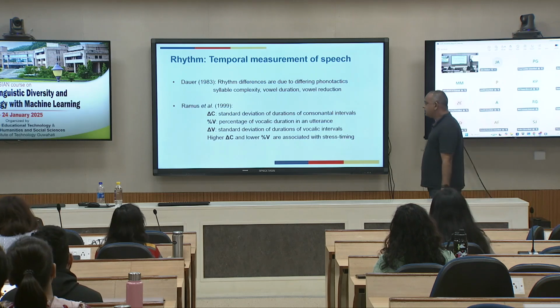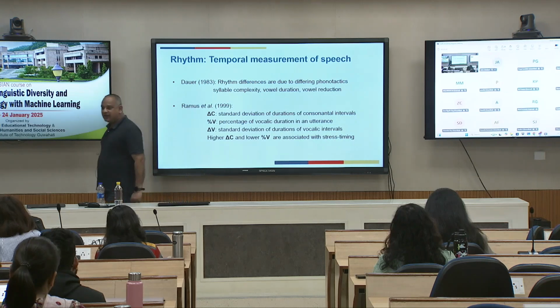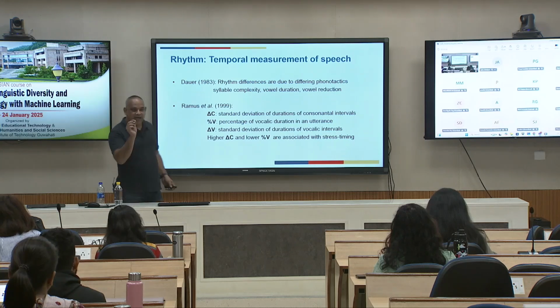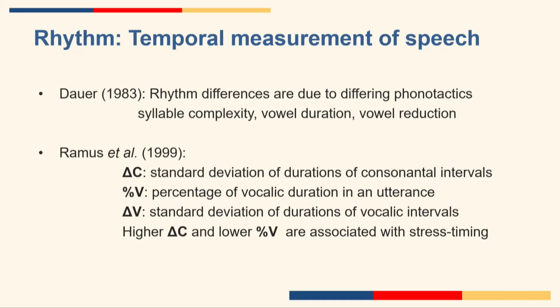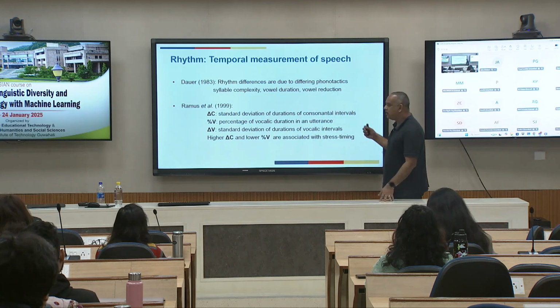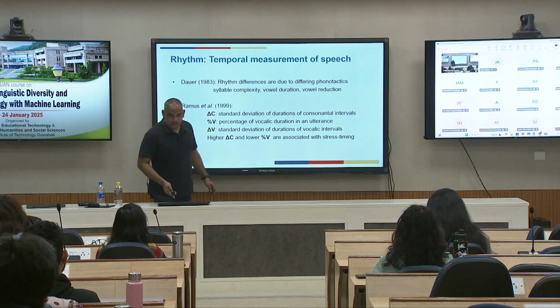A higher delta C and lower percentage V are associated with stress timing. If you think about it logically, you will get the idea immediately, because, as I told you, stress-timed languages have varying durations of each syllable. It will vary: short, long, short, long, short, short, long, something of that sort. On the other hand, syllable-timed languages will have the same duration going on. So the delta C will be lower, there will not be too much variation, so the standard deviation will be lower. Percentage V also will be lower in stress-timed languages, but not in syllable-timed languages.